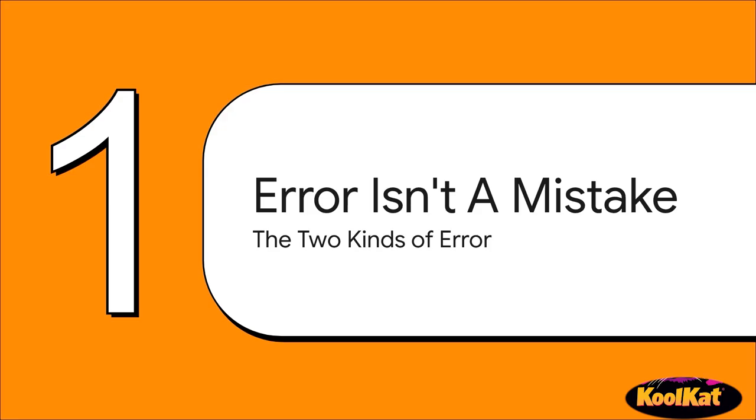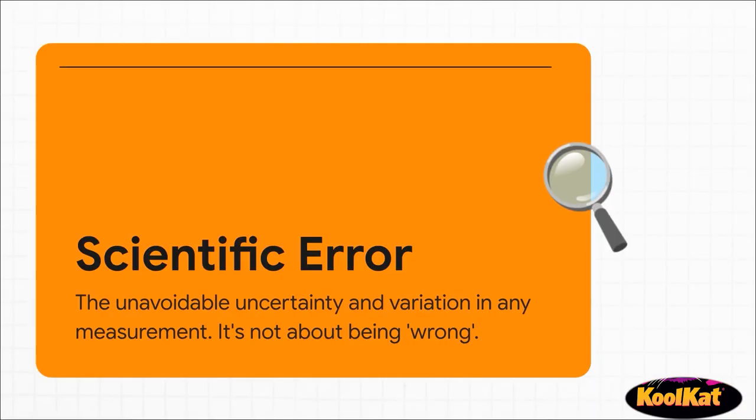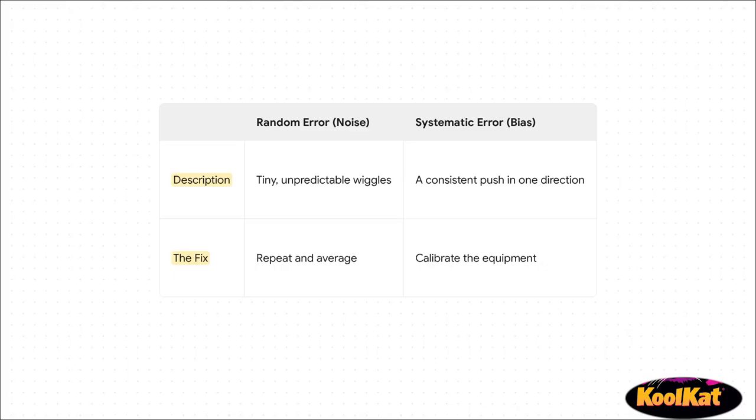See, in day-to-day life, an error is a mistake, right? Something you did wrong. But in science, nope, it's something else entirely, and getting this is the absolute first key to unlocking these questions. Scientific error is not about messing up, it's not about being wrong, it's about being a realist. The simple fact is, no measurement in the real world is ever 100% perfect. There are always going to be these tiny little variations and uncertainties. Good science doesn't try to hide that. It actually measures it.